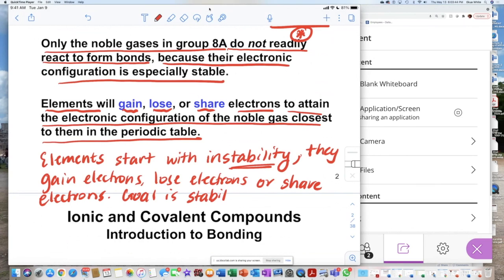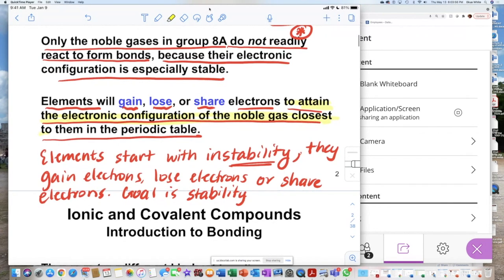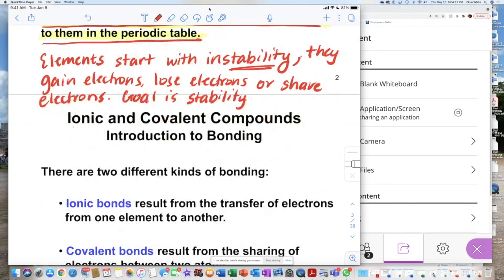And how do they gain stability? We're told here, in more details, they gain stability when they have the electronic configuration of the noble gas closest to them in the periodic table. So when they're being stable, if you look at the electronic configuration, it looks just like the ones that are in group 8A. So their goal is to be like the elements in group 8A. Okay? So now we're going to be looking at ionic and covalent bonding, and we'll come back and look at this illustrated again.